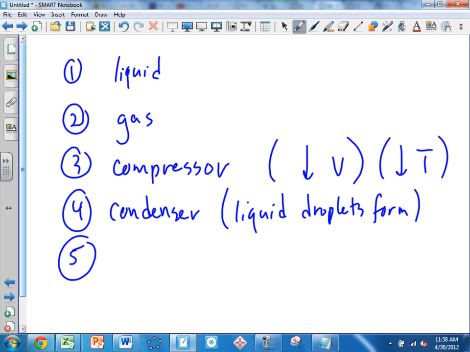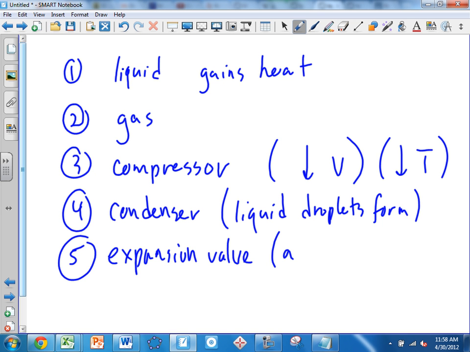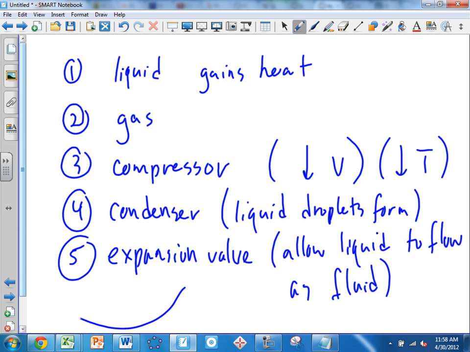So again, it starts as liquid. It gains heat, which causes it to become a gas. It goes through a compressor, which lowers the volume, thus lowering the temperature. It then goes through a condenser where the liquid starts to form droplets. Then an expansion valve, which allows the liquid to flow as a fluid, and then it goes back up to the top. It's a cycle. The whole idea is cycling.